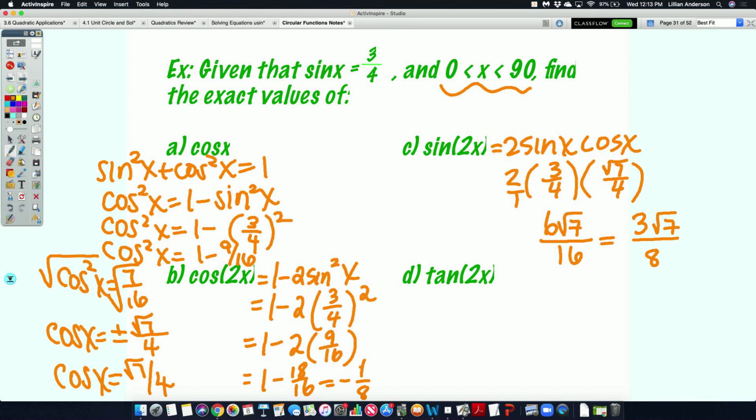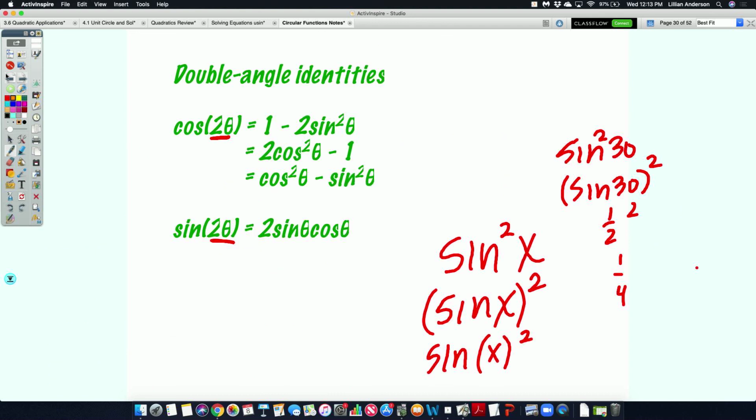Where did you get the 2 sine x cosine x? Is that just like a formula? A double angle. It was one of the double angle identities. Yeah. So from the previous page. See that one there? Yeah.